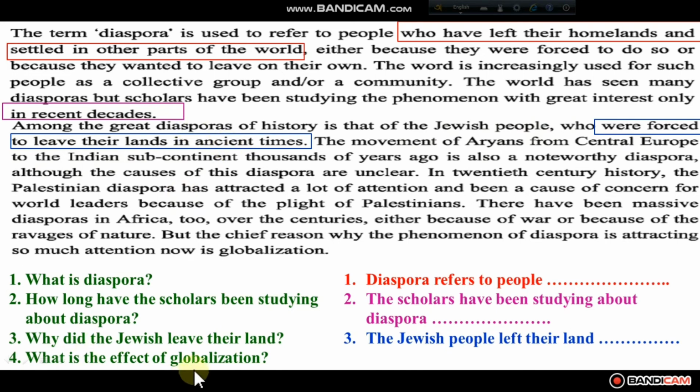What is the effect of globalization? Okay, the movement of Aryans from Central Europe to the Indian subcontinent thousands of years ago is also not called diaspora.